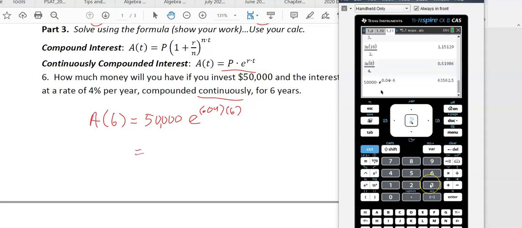And let's see if this answer makes sense. 63,562.5, if I can read that right. You might want to consider pressing enter and seeing more digits. Actually, it's 0.46, isn't it? So even more accurate to the penny there. That would be that answer.